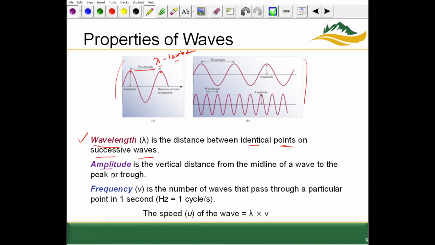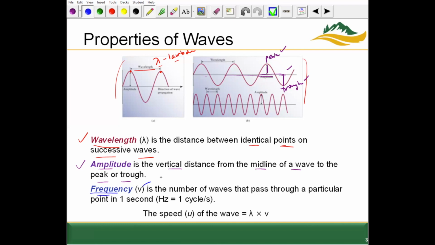The amplitude of a wave is the vertical distance from the midline of a wave to the peak or the trough. So the peak is the higher end, the trough is the lower end. Amplitude then is a vertical distance from this midline either to the peak point or also from the midline to the trough point. That's going to be the same distance because this line here is the midline. So that is amplitude. Next, a really important definition here is frequency.